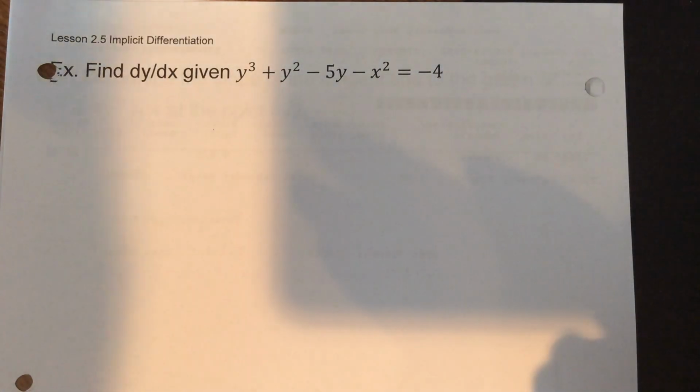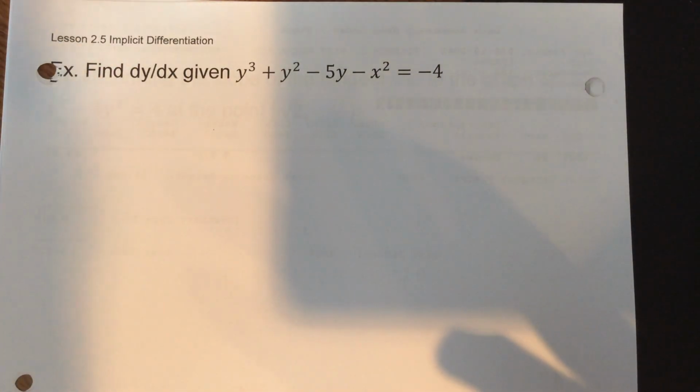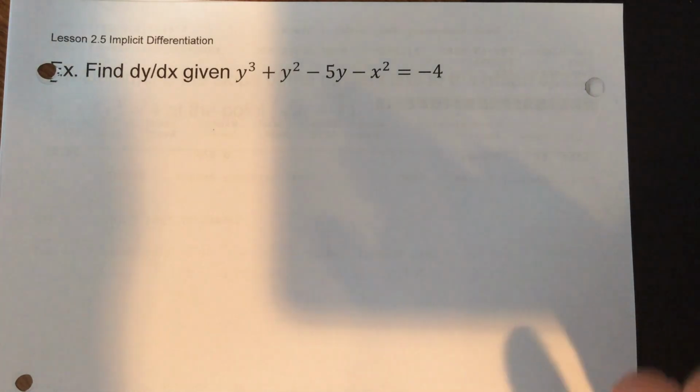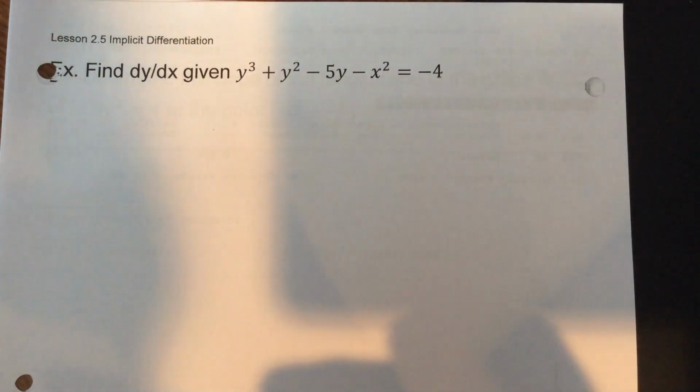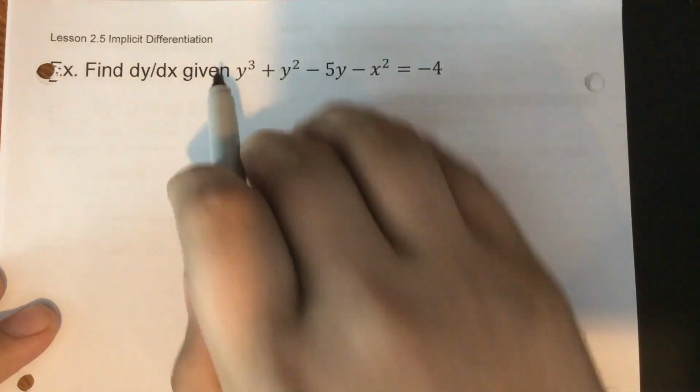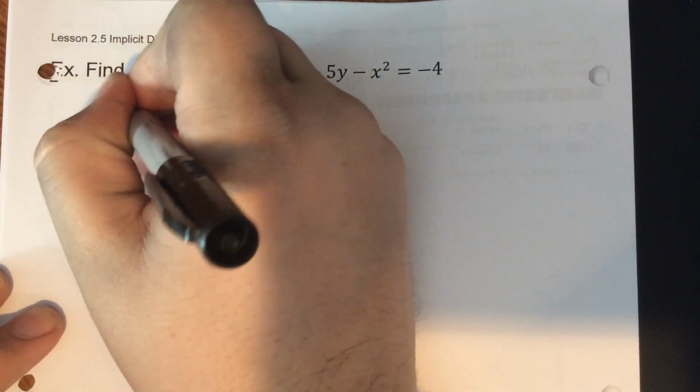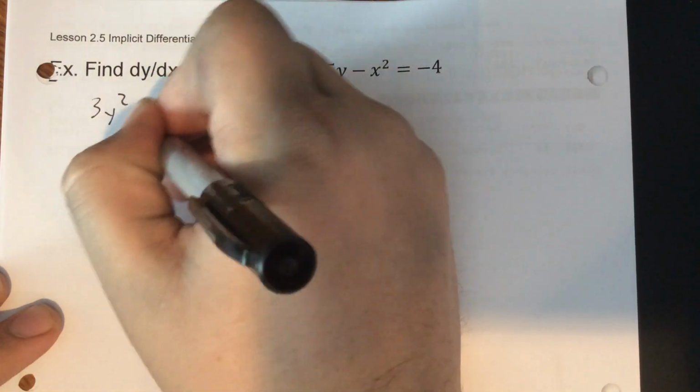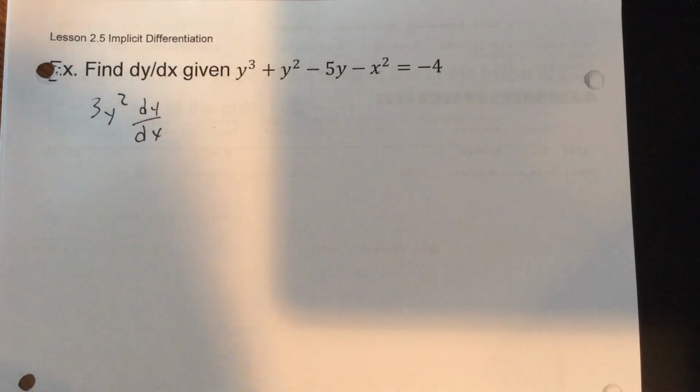So find dy/dx given y cubed plus y squared minus 5y minus x squared equals -4. The derivative of y cubed would go to 3y squared, but again it was a y, so it needs a dy over dx. All that's saying is we want the derivative of y in terms of x's. dy/dx just means derivative there.